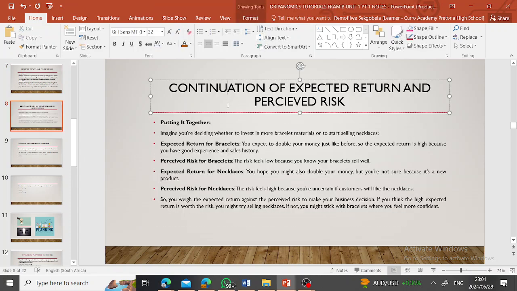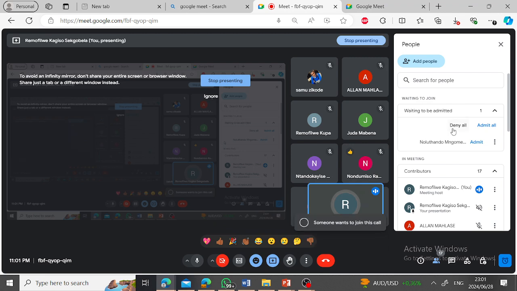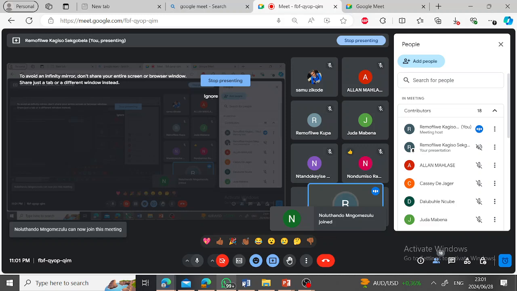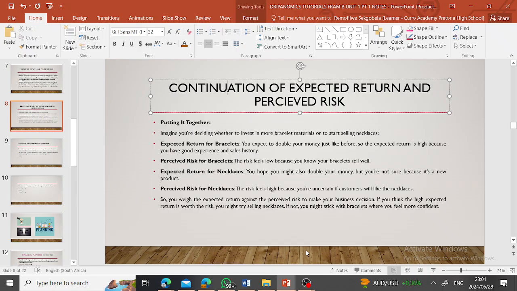Then we have to take into account both perceived risk and our expected return, because those are important factors that will help us with financial management. So we need to put them together. We always need to look at our expected return and our perceived risk. Again, I gave examples. Imagine you're deciding whether to invest in more bracelet materials or to start selling necklaces. You have alternatives, so a decision needs to be made.